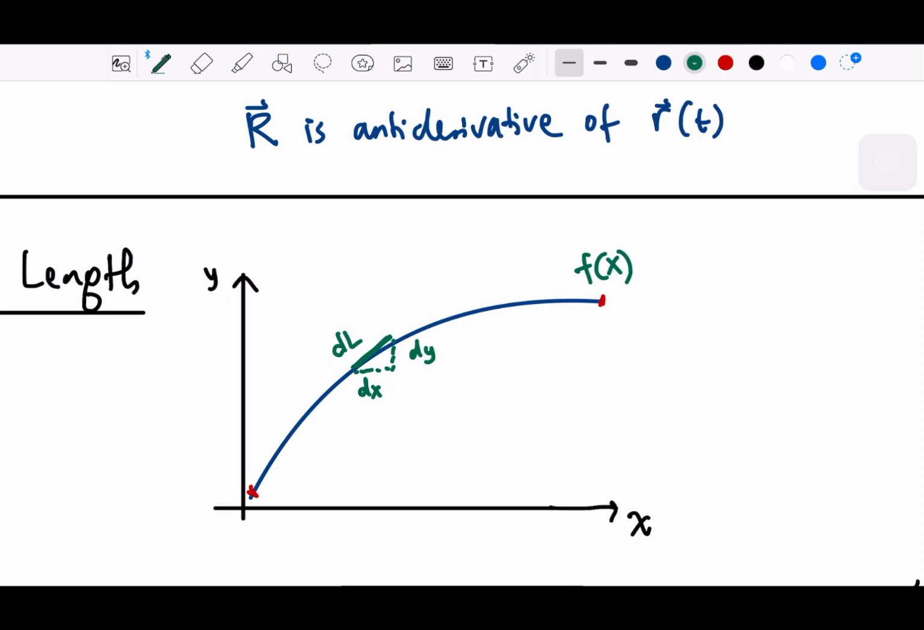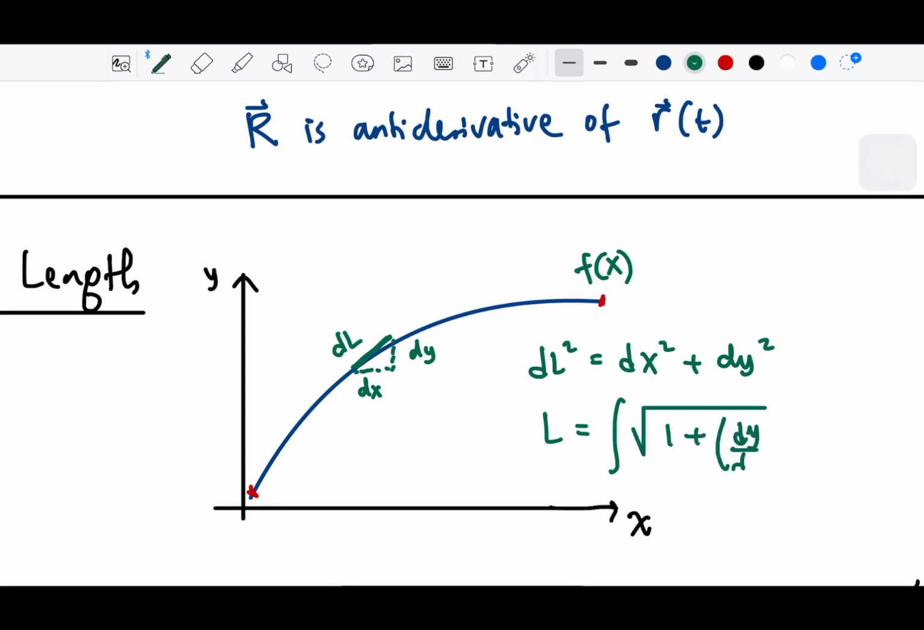And then we can take the Pythagorean theorem, right? And then we can derive that L is the integral of the square root of 1 plus (dy/dx) squared, dx, from A to B. Let's say this is A, this is B. Okay.